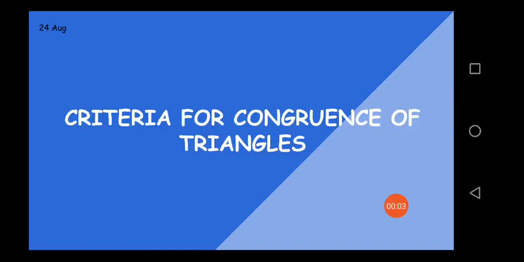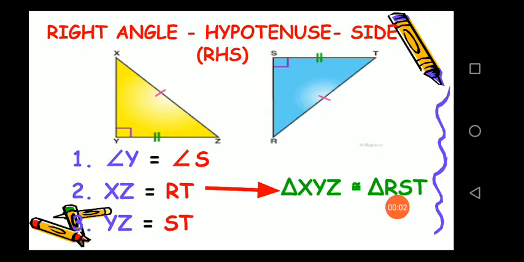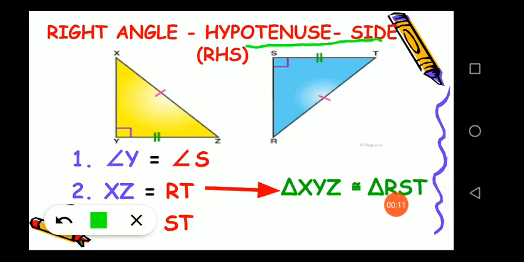Good morning, students. In the previous class, we learned about criteria for congruency of triangles. So let's move ahead with that concept only. One of the criteria is RHS. R means right angle, H hypotenuse, and S side. So RHS means right angle hypotenuse side.